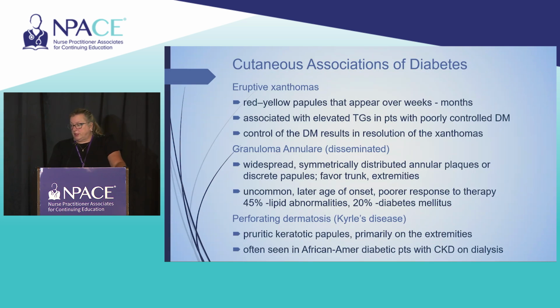That is associated with diabetes, but also with lipid abnormalities. And it's a lot harder to treat. We try topical steroids, we try light treatments. At one point, there was a paper that seemed to be promising about using a combination of 3 different high-dose antibiotics. That did not pan out. And the granuloma annulare does not resolve with improved blood sugar.